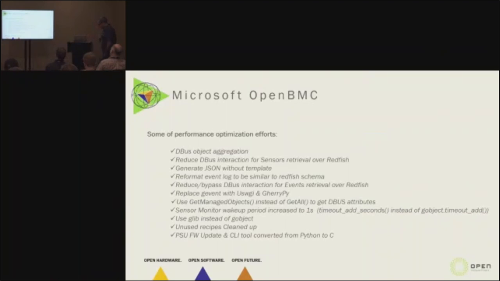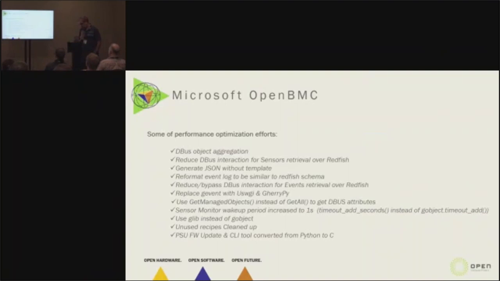One of the things we noticed is that we don't need to go through DBus to access the data for everything. So we created a short path, for example, for the event log. We created another path from Redfish to the event logging system to get the event log faster. Studies showed that if we can generate the JSON without using the Python template, it probably creates a better response time.